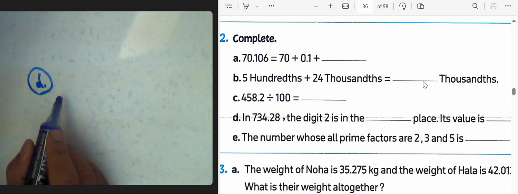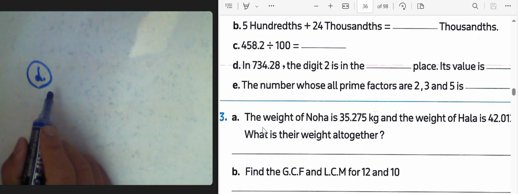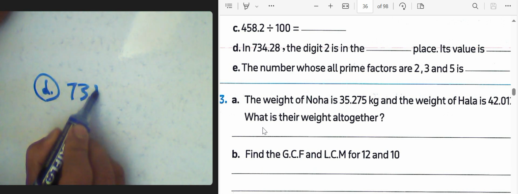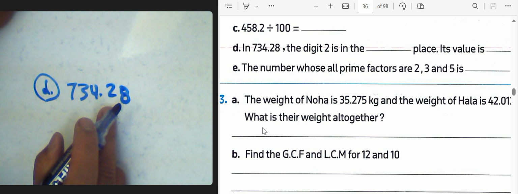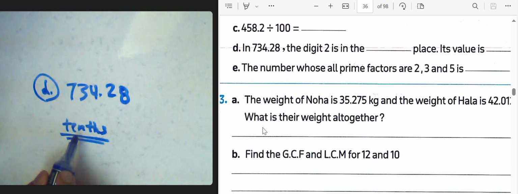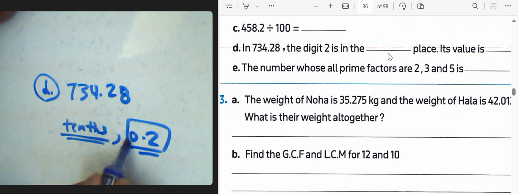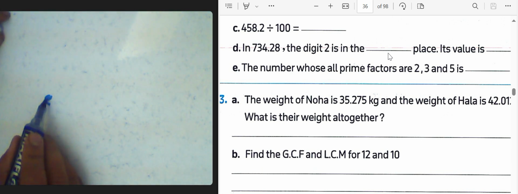We have 734 and 28 hundredths. You want to find the digits number here. Number 2 lies in the place what? In the tenths. Write this word in this place, tenths, and its value will be 0.2. So we have the place value and value, okay? Lies in tenths.